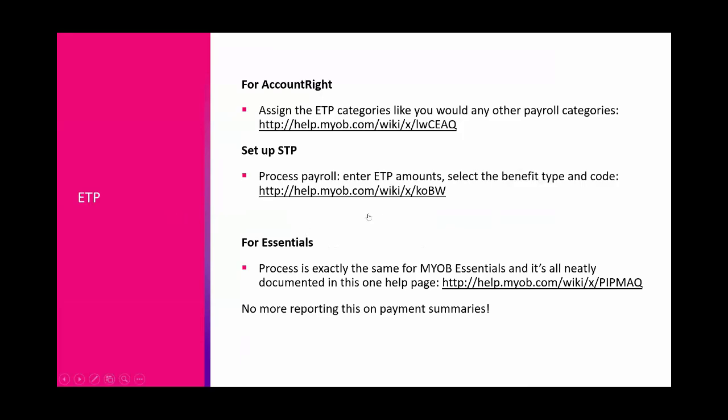ETP, so termination payments, for AccountRight, you would set those up the same as per usual. You'd make your payroll categories and, once STP is set up, you will process a pay into the ETP amounts and that's going to be reported correctly through your software. That's for AccountRight. In Essentials, the process is exactly the same and it's all documented within our help. Sam has got these links, or Sam will have these links and will PDF these slides for you afterwards as well.